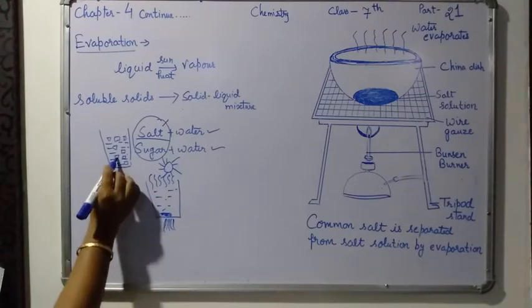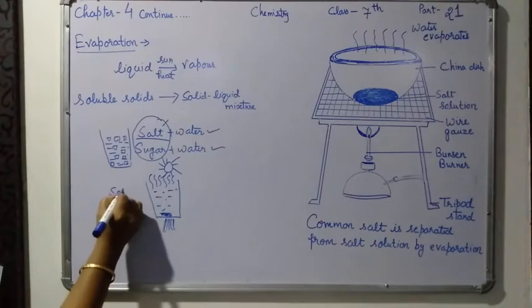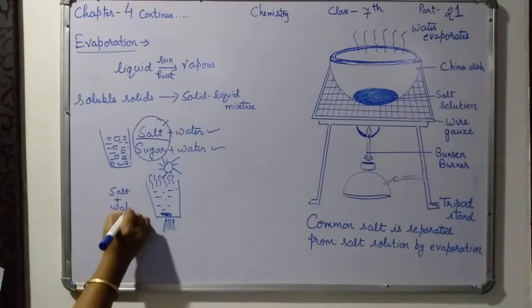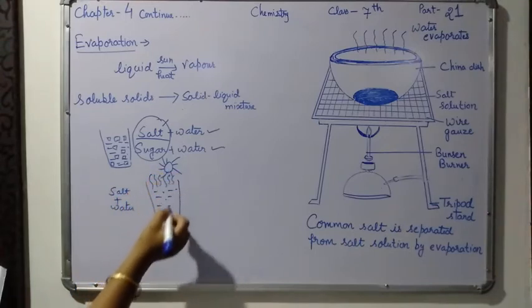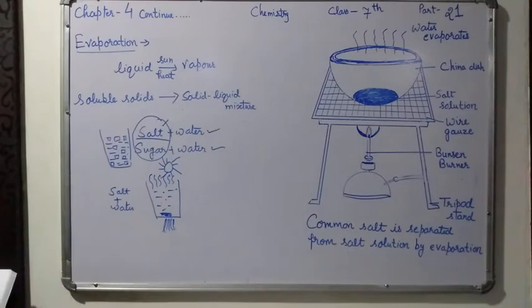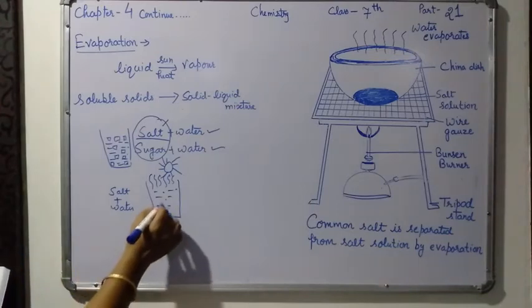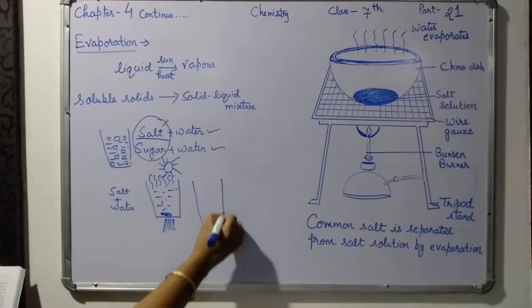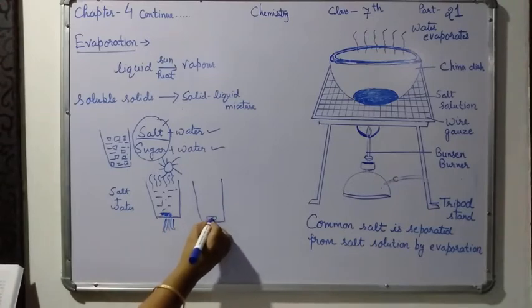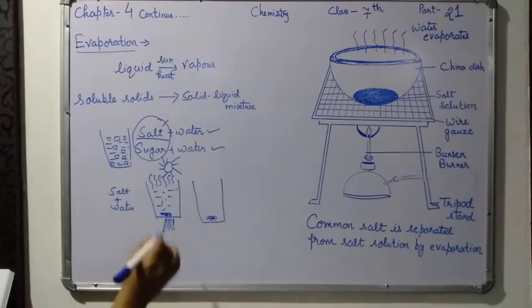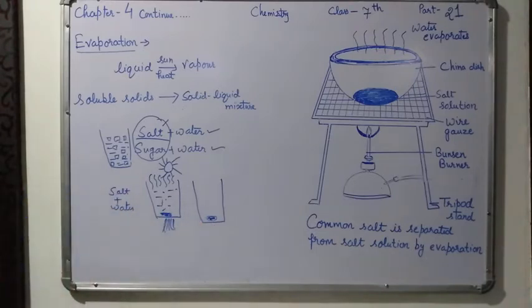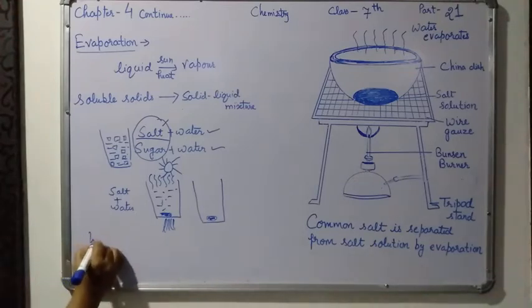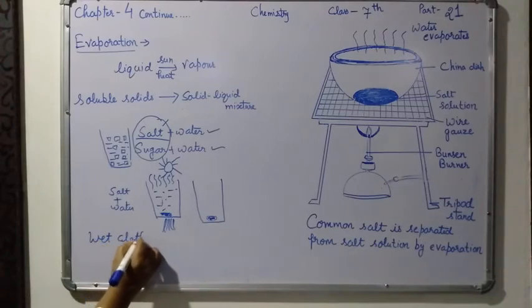Suppose this is a mixture of salt and water. Mix it well and keep it either in the sun or heat it. After some time you will see that all the water has evaporated and only one white-colored solid substance is left behind. So what is this solid? This is salt.